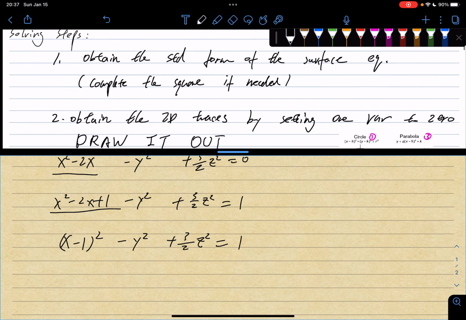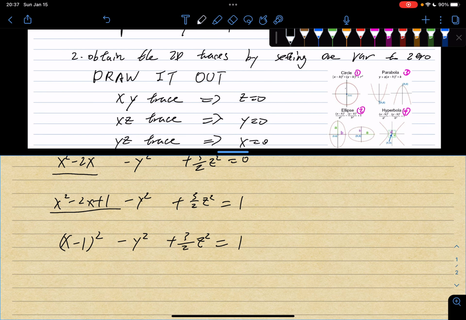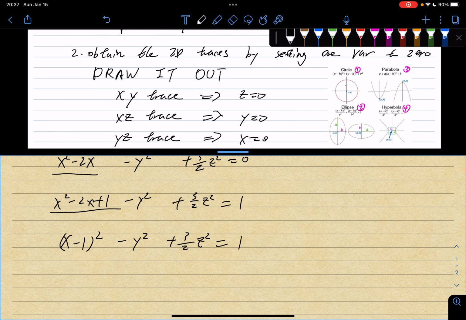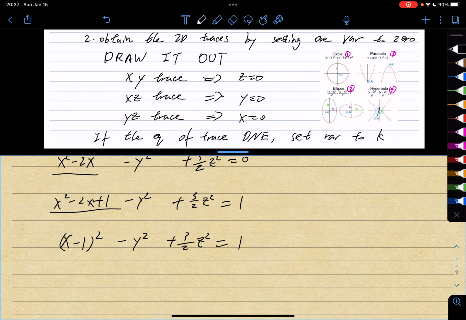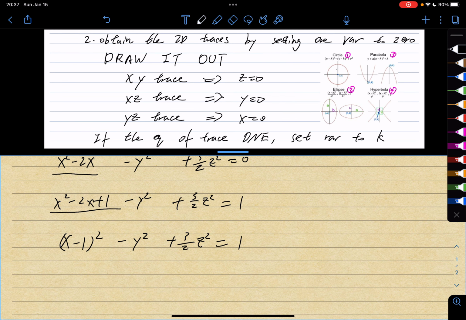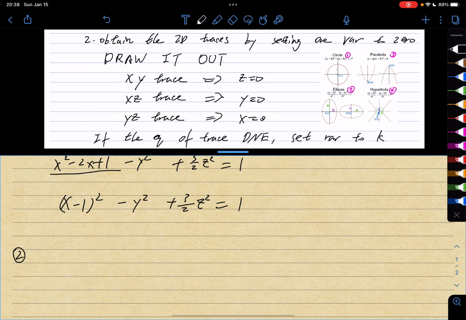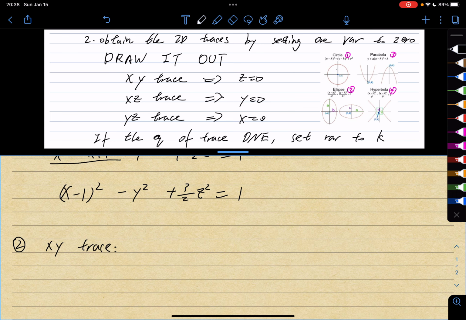Step number two is to obtain the 2D traces by setting one of the variables to 0, and I want you to draw them out if you have the time and ability to do so. If the equation of a trace does not exist, as we have discussed before, we can set the variable to k and continue to identify the shape of the 2D traces. So for step number two, let's start with finding the xy trace. The missing variable is z, so we set z equals 0.